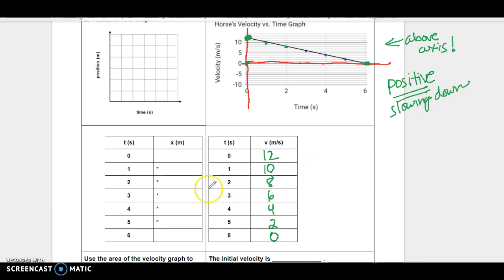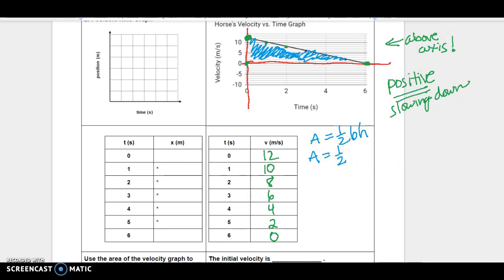Okay, so now let's take a look at how we're going to get the position graph. All right, so you have to look and see what shape it is. This shape is a triangle. All right, and I'm going to shade it all the way down to the axis. Okay, so here I have the triangle. So I'm going to be using the area as 1/2 base times height of this triangle.